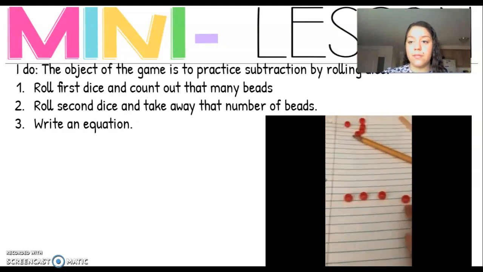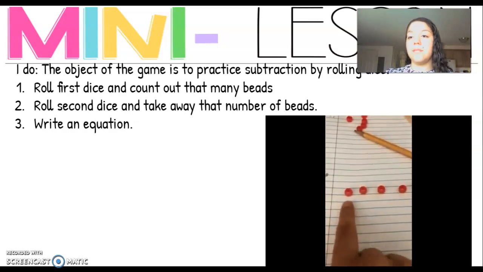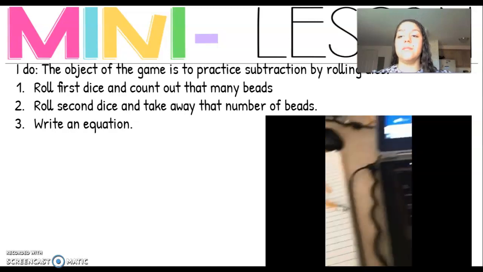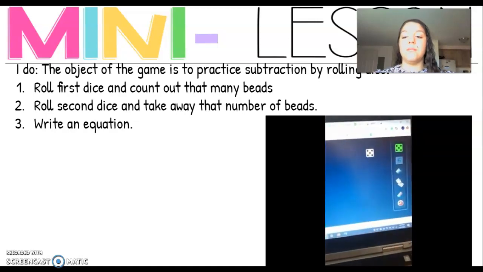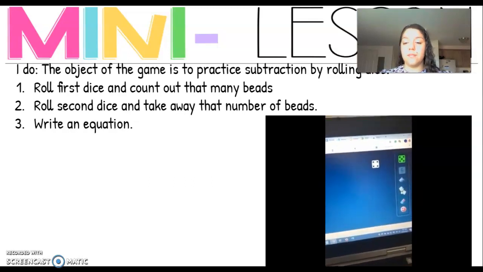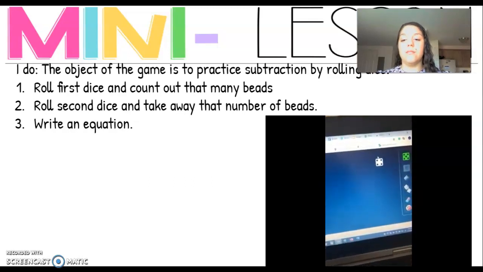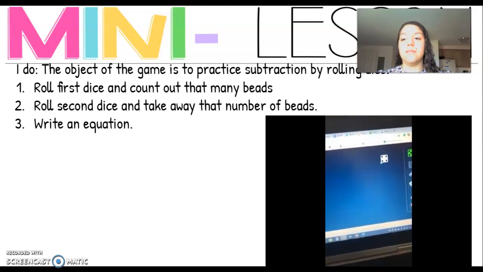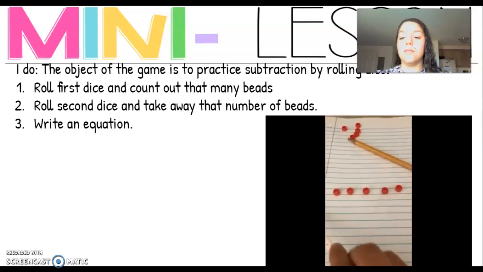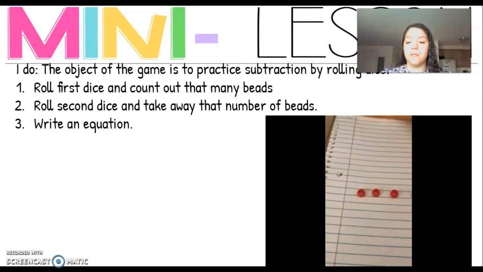And I'll double count to make sure I'm correct. 1, 2, 3, 4, 5. And now I'm going to roll the dice. Oh, and I got a 4. I'll count and make sure. 1, 2, 3, 4. So that means I'm going to take 4 dice away from my 5 up here.